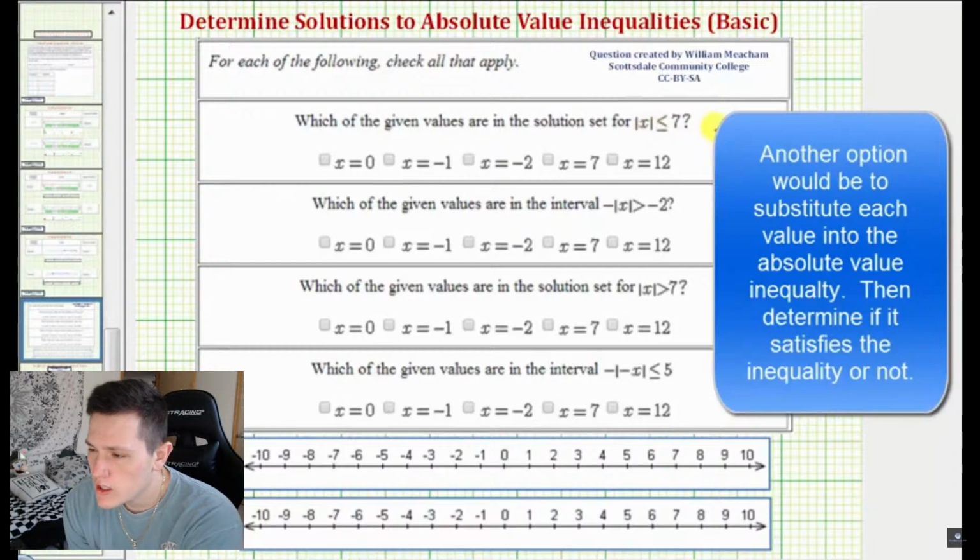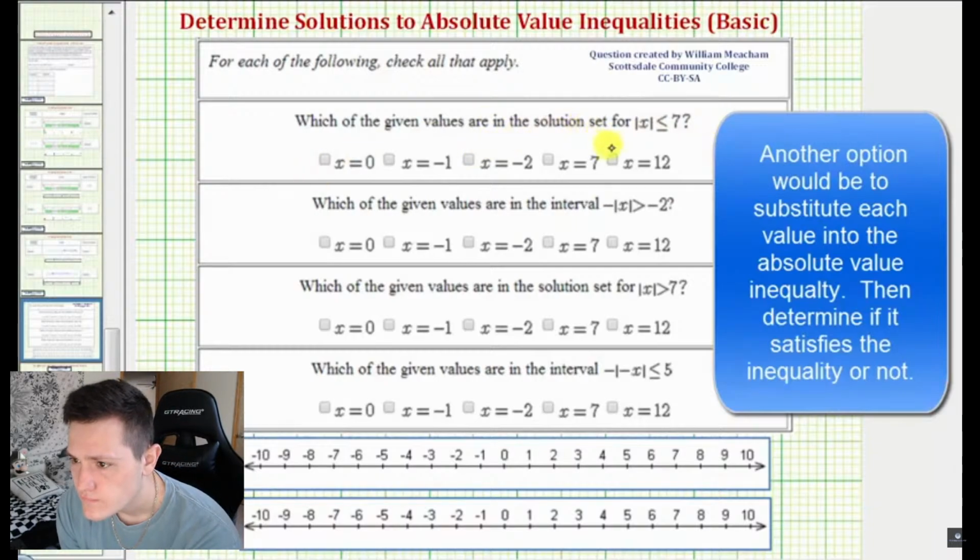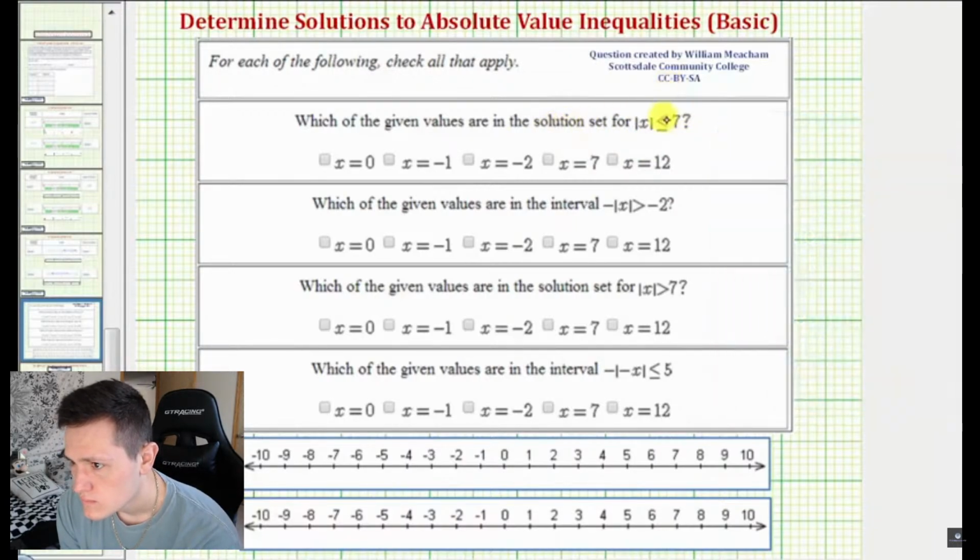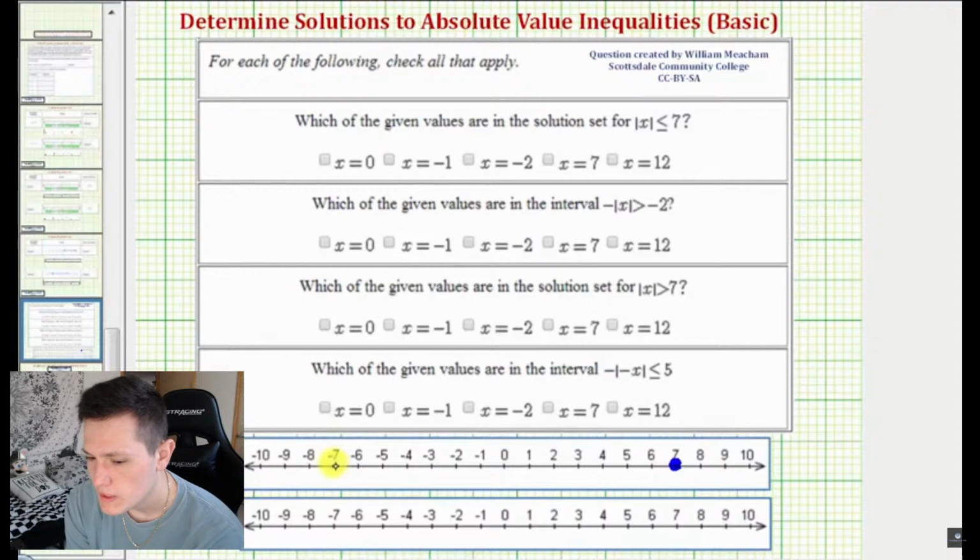So for our first question, which of the given values are in the solution set for the absolute value of x less than or equal to 7? The solution set consists of all the real numbers that are less than or equal to 7 units from zero. So to graph this on the number line, we start at 0, go right 7 units, and make a closed point because 7 is less than or equal to 7 units from 0. And then if we go back to 0 and go left 7 units, negative 7 is also less than or equal to 7 units from 0.